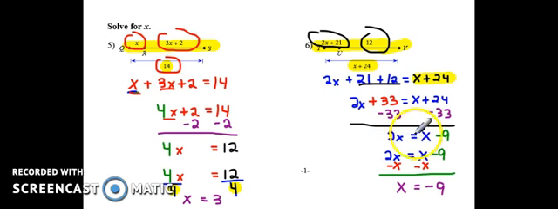So I end up with 2x equals x minus 9. I'm going to minus x from both sides. I get x equals negative 9. If I plug in x equals negative 9, you'll see that is correct.